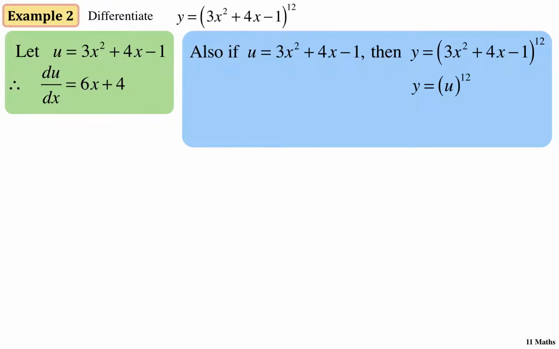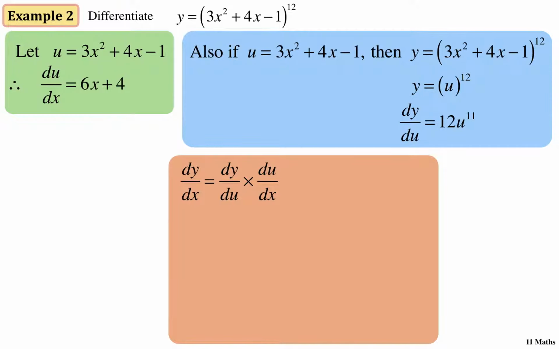So we get y equals u to the power of 12. If I differentiate this y with respect to this u, 12 goes out the front, u to the power 11. dy/du equals 12u to the power of 11. Now I'm ready to use my formula, the composite function rule or the chain rule.